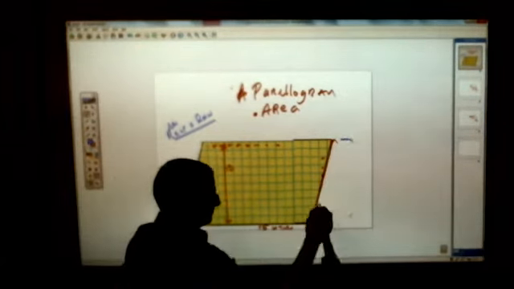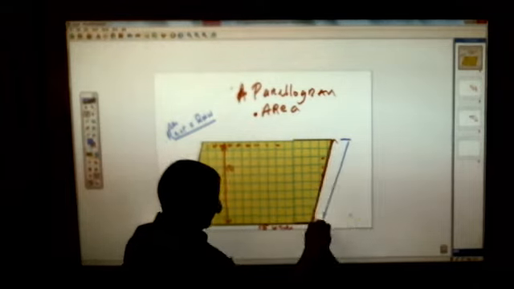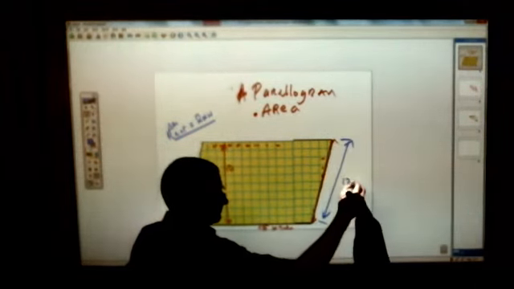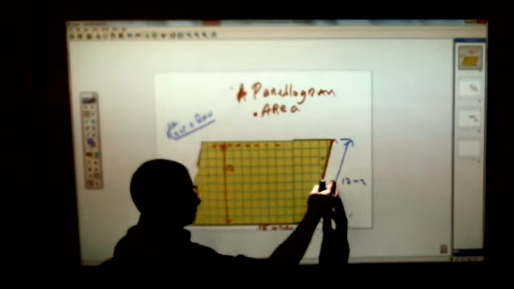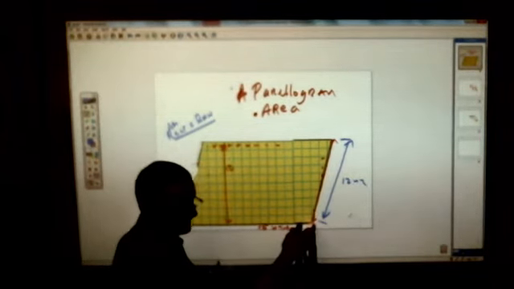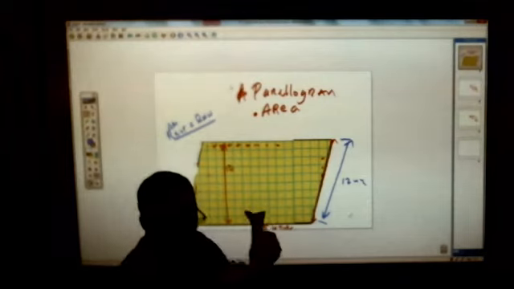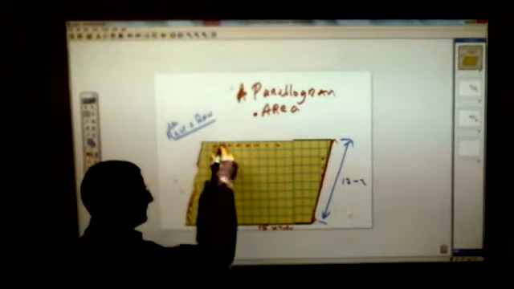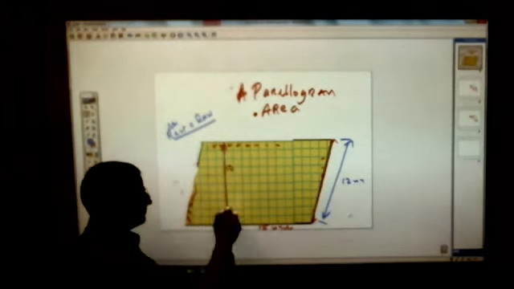This shape, this distance from right here, because the book will give you this, let's say the book tells you that this is 12 units. You cannot use that 12 in finding the area of it because that is not the width of this shape. What is the width of this shape? It's the line that we had that went straight up and down.